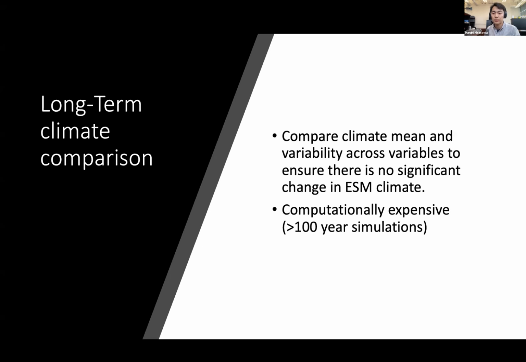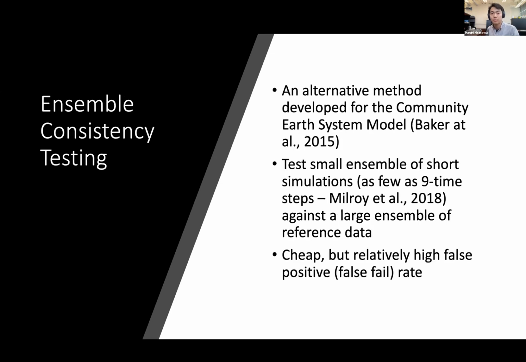But of course, this requires a fairly long simulation in order to be confident that the ESM climate hasn't changed. And so the method that was developed for the Community Earth System Model by Baker et al. in 2015, and they've iterated on this in a couple subsequent papers, is called ensemble consistency testing. In short, what this does is it replaces the one single long simulation with an ensemble of short simulations, which are then compared against a large ensemble of reference data from a trusted machine. This is much cheaper than a long test simulation, but as I said before, it has a relatively high false positive or false fail rate, as I'll show.